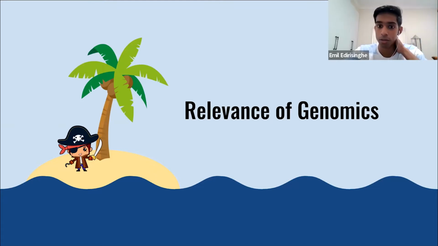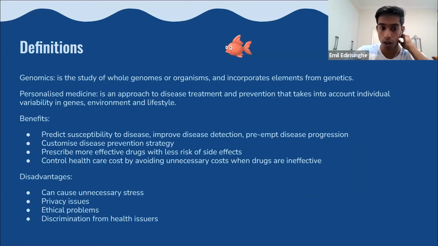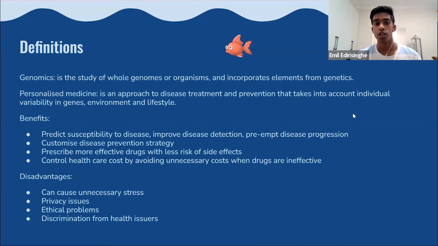Okay, so I'm talking a little bit about genomics and the genomic topics in this week. The first thing we start off with is the relevance of genomics. Genomics is overall just the study of whole genomes of organisms, and it incorporates elements from genetics. The main benefit of genomics is that it offers very personalized medicine. It's an approach to treating disease and prevention that can take in your different genes, and the different characteristics your family or your family of genes might specifically have.